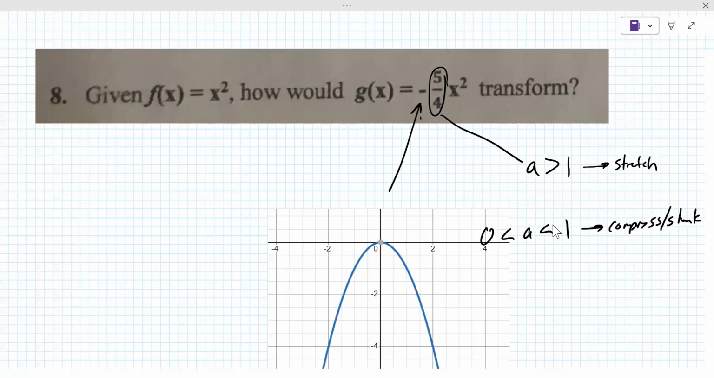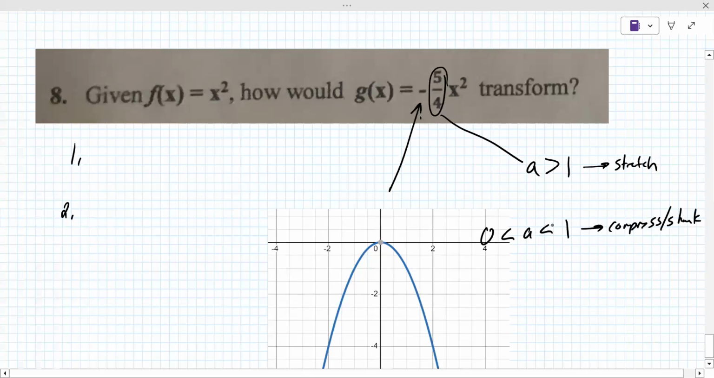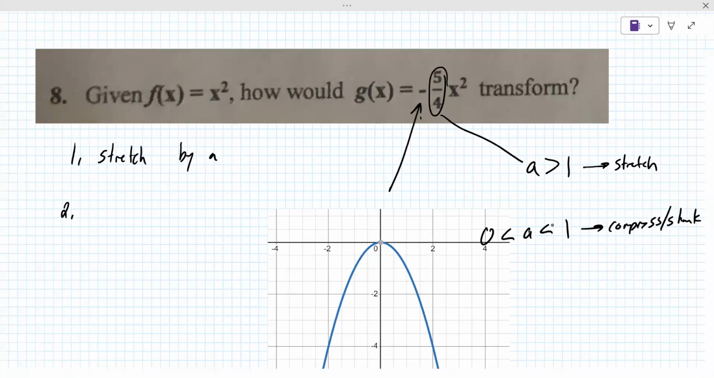It's greater than 1. It is. So this is a stretch. So you would say stretch by a factor of 5/4. And then the negative means to flip or reflect, depending on what you've seen in class, over the x-axis.